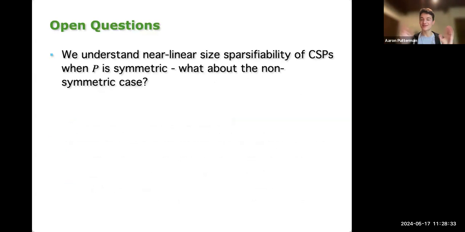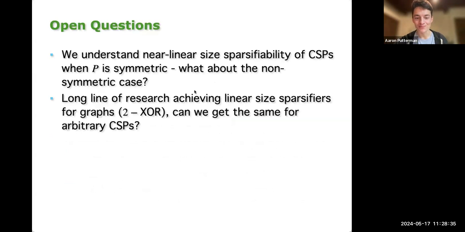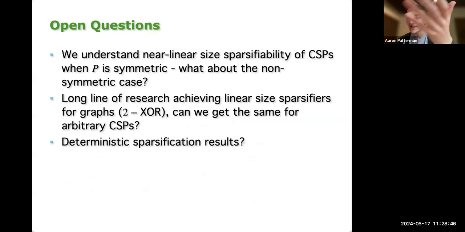The final thing would just be some open questions. A general classification for all CSPs is a big open problem. Likewise, getting linear size; everything today was near linear size. And this ties in with what Santoshini was asking, whether you can even get deterministic sparsification results. These are all open questions. And we're at the very beginning of opening this line of research, so hopefully some of these questions will be answered soon. And that should be all from my end.